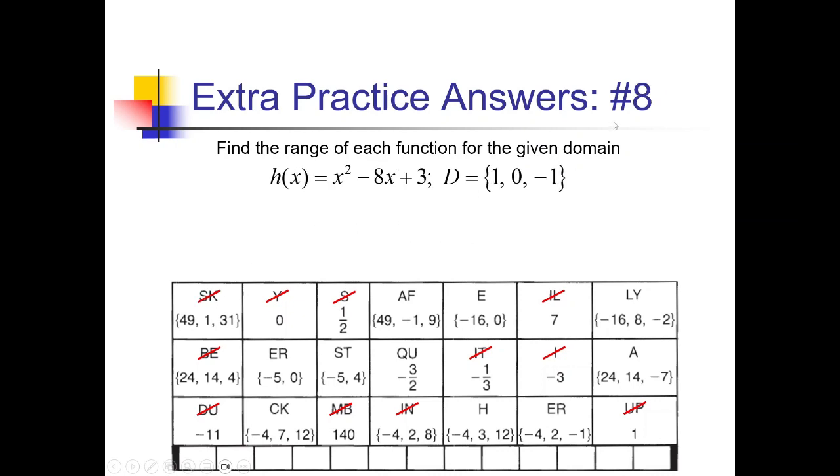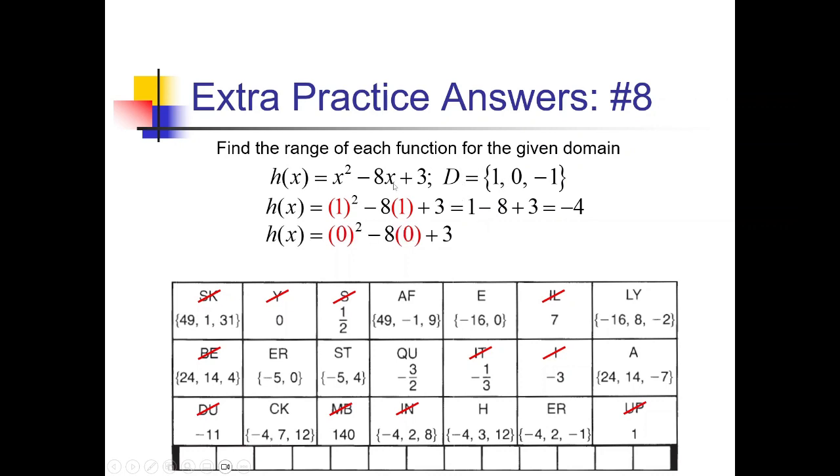For numero ocho, we have the h function, x squared minus 8x plus 3, and we have 1, 0, negative 1 going in there. Let's plug in 1 first. So 1 squared minus 8 times 1 plus 3. That's going to be 1 minus 8 plus 3. 1 minus 8 is negative 7. Negative 7 plus 3 is negative 4. Next up, let's plug 0 into all that. We've got 0 minus 0 plus 3, so that's just 3.